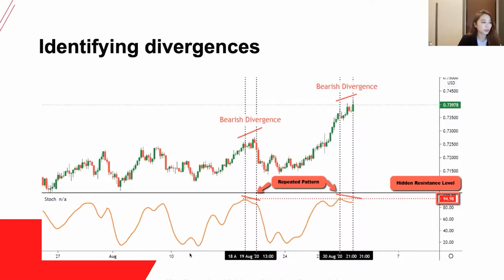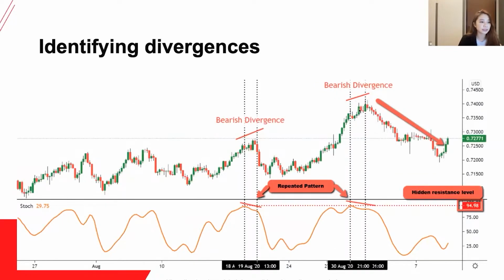And then we do see the support here. This is not in the slide, but you can also see it as well. Price did bounce off the stochastic support that we are looking at, and also the price support available over here, and moved all the way up. And then we are also capturing another bearish divergence at a higher price. So we can see that repeated pattern at the hidden resistance level of 94.98, and also a bearish divergence at the peak.